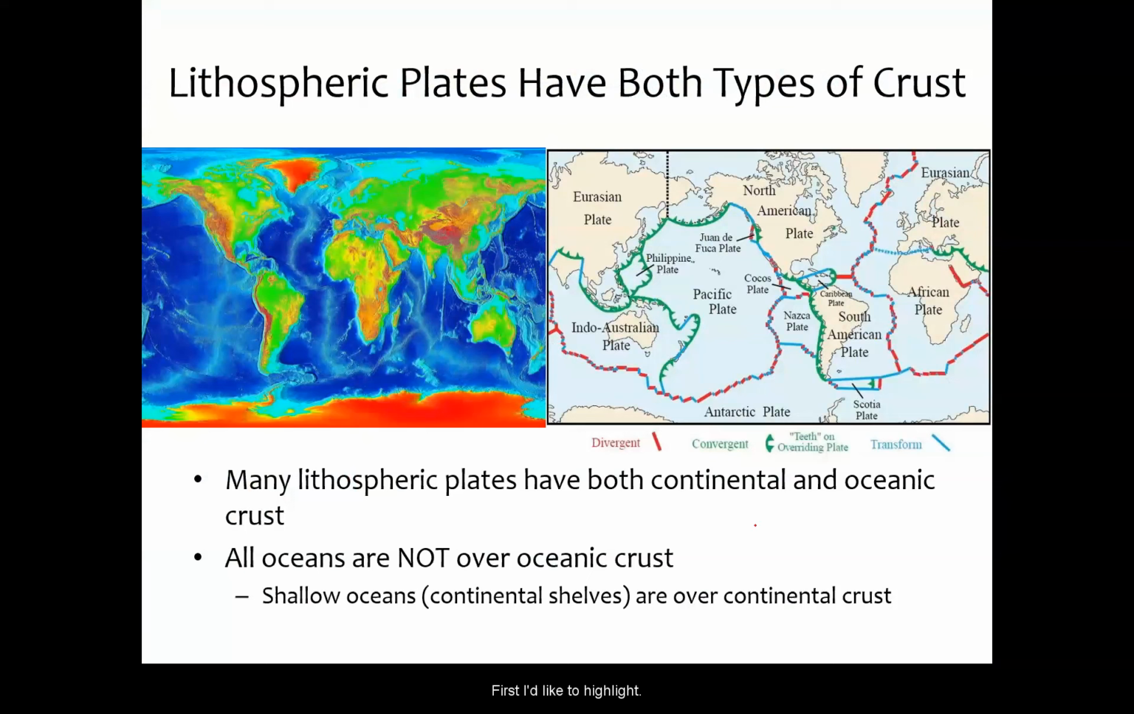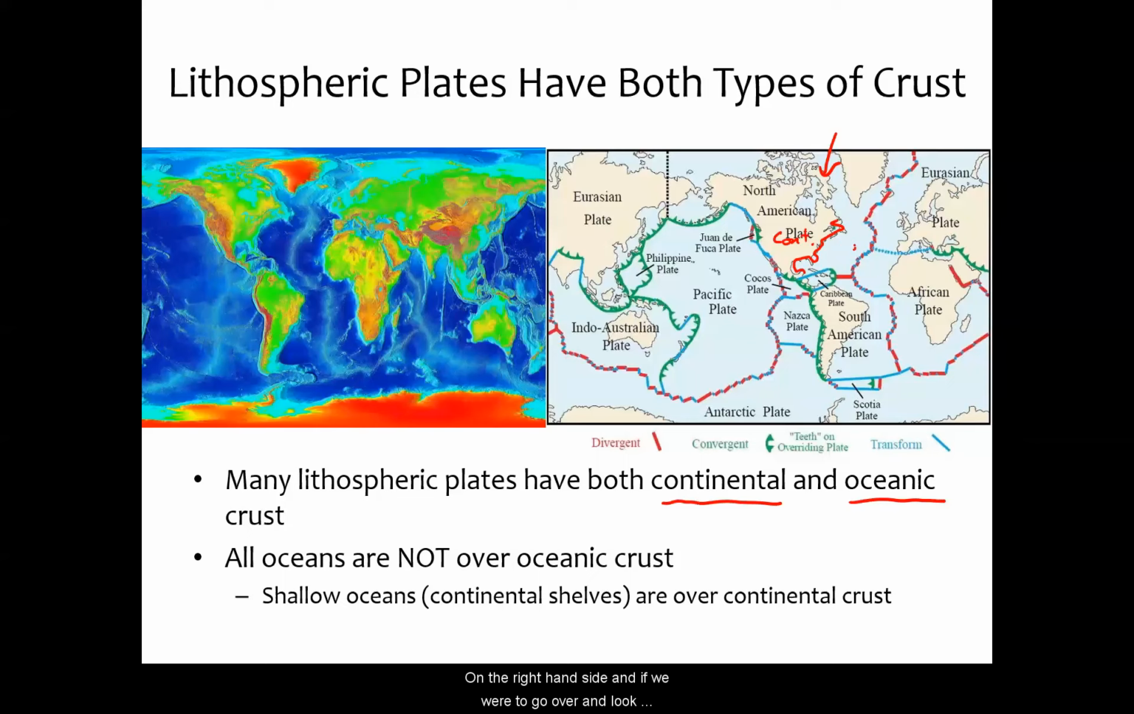First, I would like to highlight that lithospheric plates often have both types of crust on them. That is, many plates have both continental and oceanic crust on the same lithospheric plate, on the same tectonic plate. For example, if we look over here at the North American plate that we are on, we can see clearly that there's a lot of continental crust on that because we have a big continent there. Also, we've got a lot of ocean on the right-hand side.